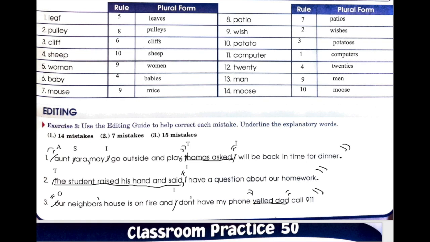We have explanatory words that come after this quotation, so we need a comma at the end of the quotation. It should be comma and then quotation marks. Yelled Dad. We're using Dad as a specific name here, so we're going to capitalize Dad. We're going to put a period at the end of that sentence. And then we're going to capitalize the first word of the next sentence. So this is a whole sentence, call 911. I know it doesn't seem like it because it's small, but it is a sentence. So call 911.